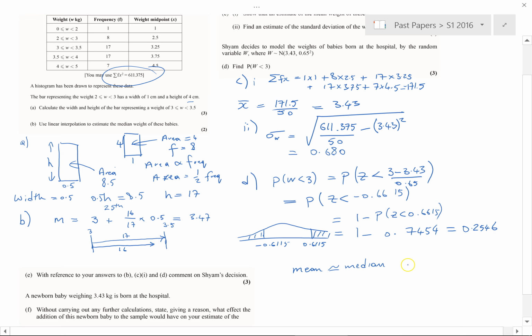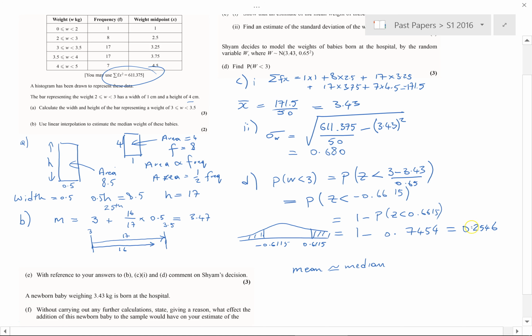And that's so it's symmetrical approximately. Well, there doesn't seem to be a lot of skew. And then we've also got this answer here, the probability that W is less than 3 is 0.2546.